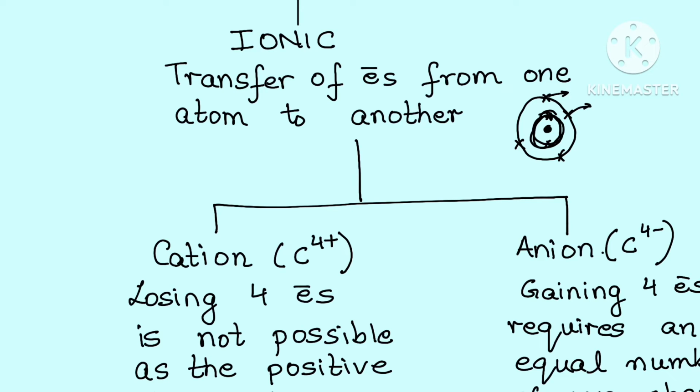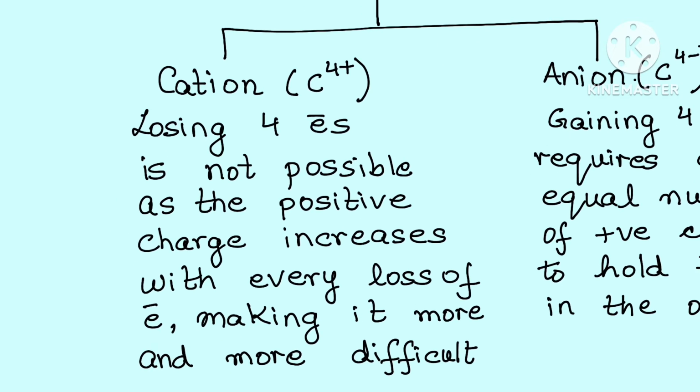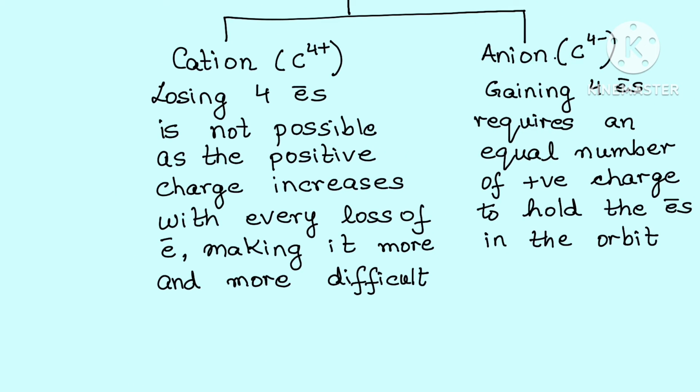Now, do you think if you are asked to give away 4 favorite chocolates of yours, would you give them away so easily? No. The same thing happens for carbon. If it loses 4 electrons, that means it acquires a 4 positive charge. Now, losing 4 electrons is not possible as the positive charge increases so much. That means the power of the nucleus increases so much.